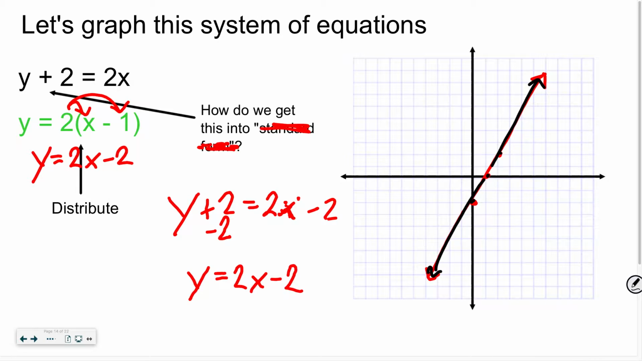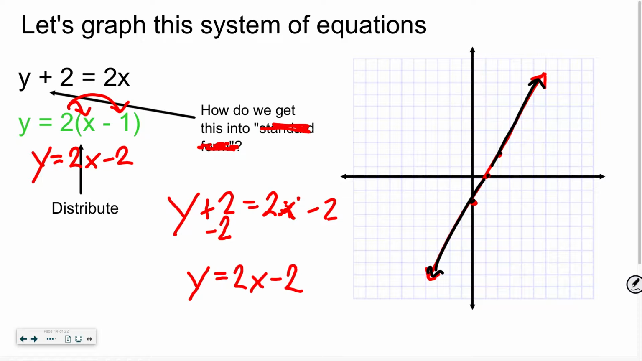What's our solution? What's our solution for this system? Is there a solution? What do we think? How many think yes, there's a solution? How many think no, there's no solution? It's not a trick. Can you find one coordinate that makes that true, that is a solution to both equations? So what's the solution? Infinite. Yeah, infinitely many solutions.